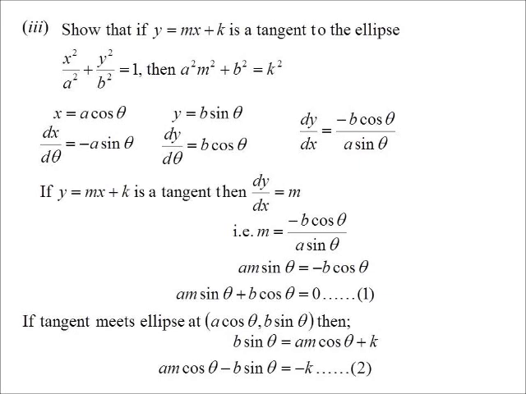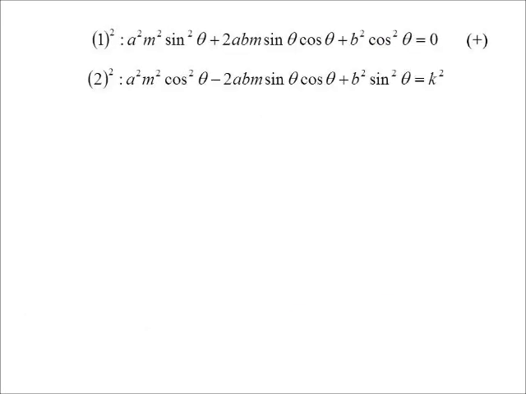I've got two equations. I've got two variables. One is theta, the other is m. Everything else there, the constants as far as I'm concerned. So I'm going to eliminate the one I don't want, that being m. I'm going to do it a curious way. I'm going to square the first equation. A squared m squared sine squared plus 2abm sine theta cos theta plus b squared cos squared is equal to 0.